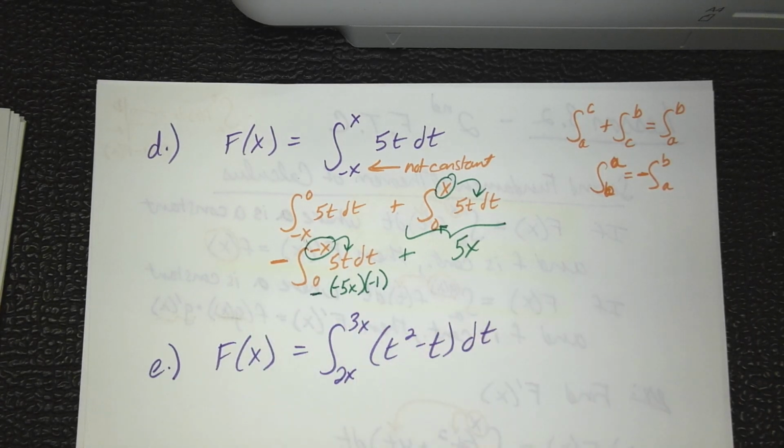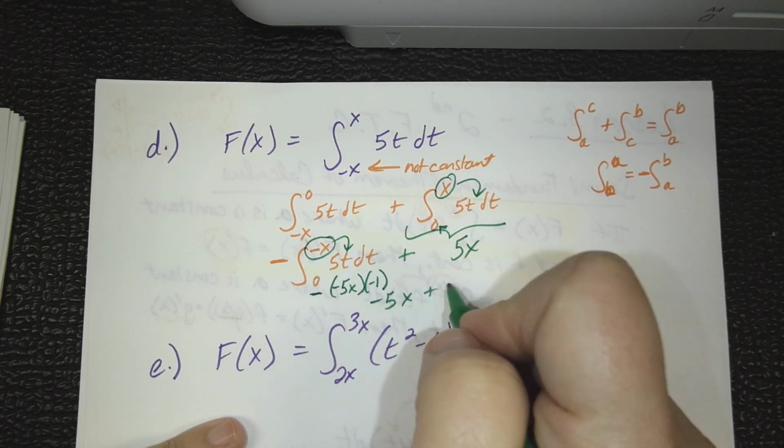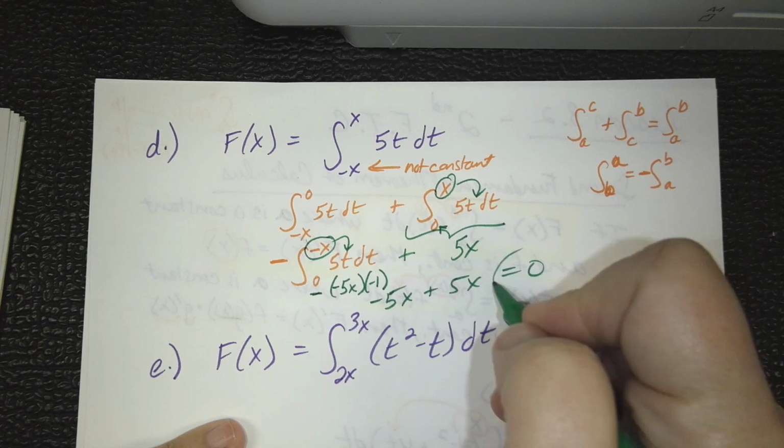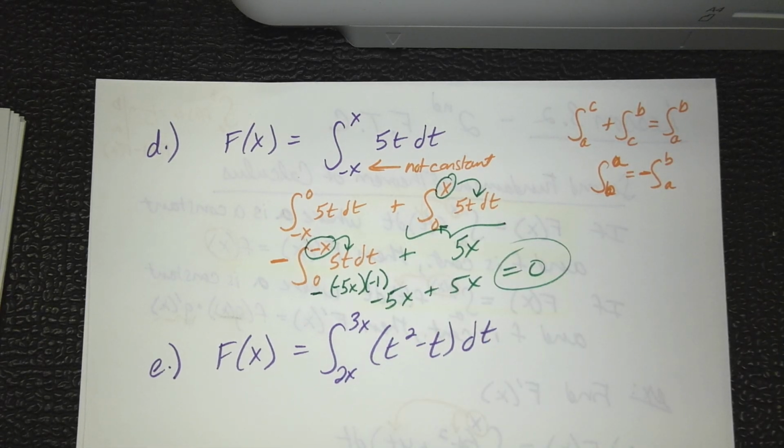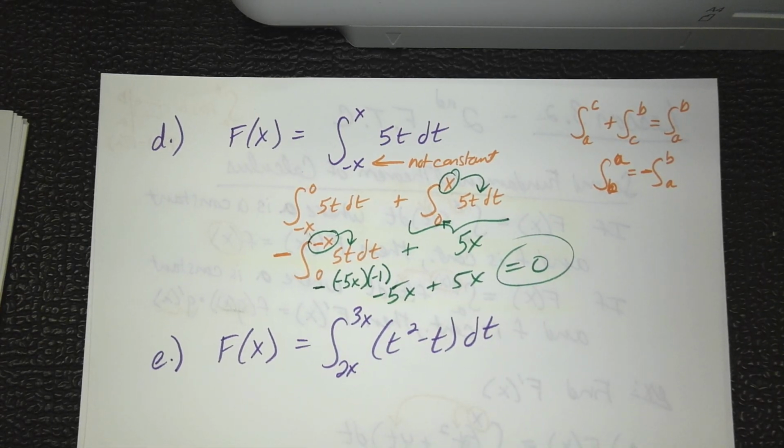So I've got 3 negatives. That's okay. What do 3 negatives make when multiplied? So what's negative 5x plus 5x? Wow, that was really exciting to get a 0. Exactly. But that's exactly what happened.